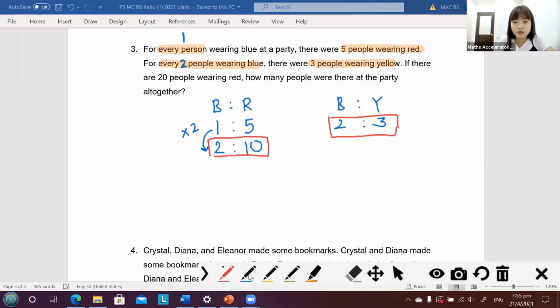You can also write down the set of ratio, blue to red to yellow, if you want to see all of it together. So it's 2, then the red is 10, and the yellow is 3. You can also write it like this. It's easier for you to see what the units are for all 3 colors. If you're not able to get the answer from the 2 sets of ratio here, you can write 1 with the 3 colors together. So if there were 20 people wearing red, how many units would be your 20?